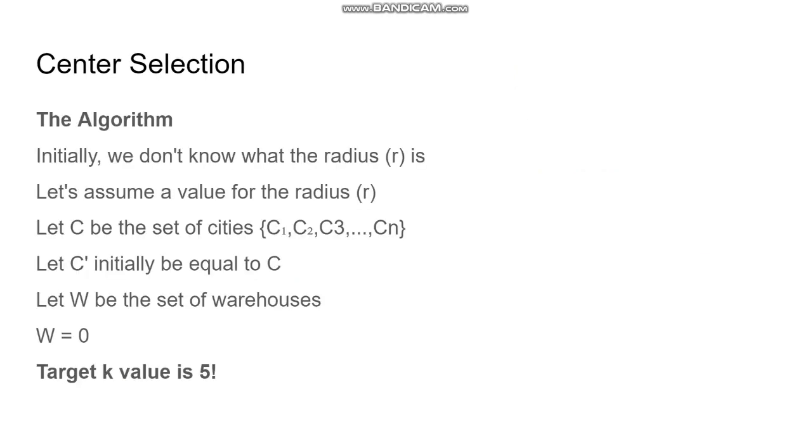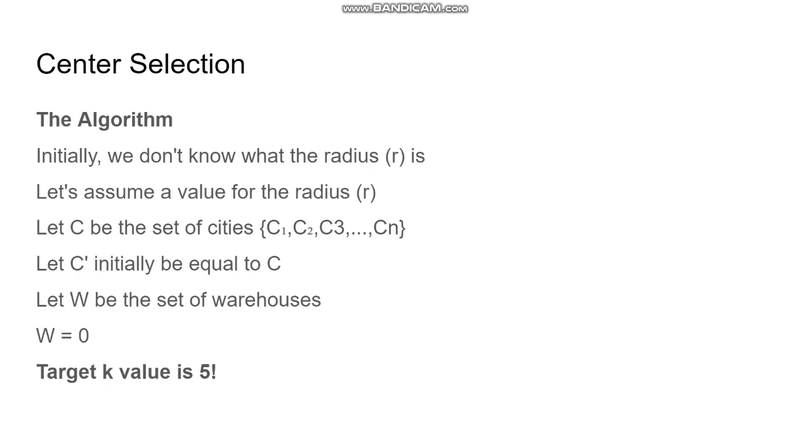So initially, we don't know what the radius r is. So we have to assume a value for the radius r. Let's say it's equal to r. We want to let C be the set of cities, C1, C2, C3, all the way to Cn. And we also want to define C prime, and initially it will be equal to C. We let W be the set of the warehouses that we have placed. And initially, before placing any warehouses, W is equal to 0, or empty. And our target K value is 5. So we have only enough materials to build at most 5 warehouses.